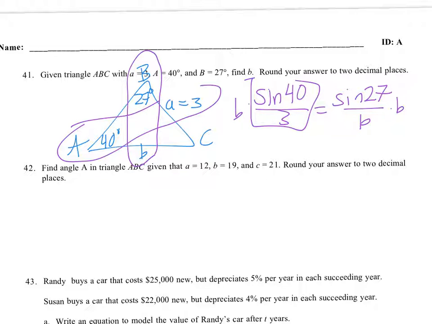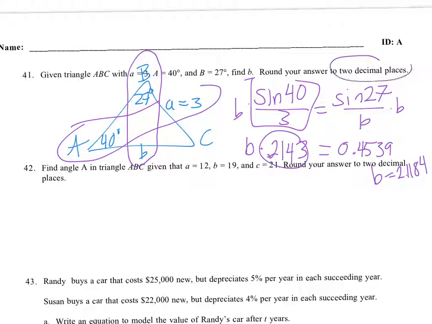I'm going to calculate this decimal out, so let's do that now. So sine of 40 divided by 3, we get B times 0.2143. That's equal to sine of 27. I'm going to calculate that out now too. 0.45399. So I'm going to leave that like that. If I divide by 0.2143, we get B is equal to 2.1184 as my answer. 2.12 would be 2 decimal places.